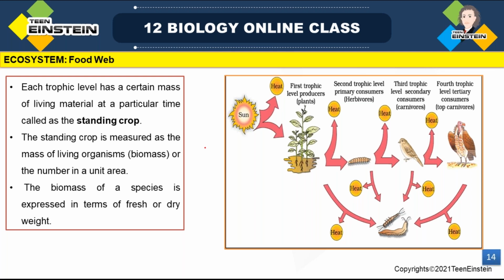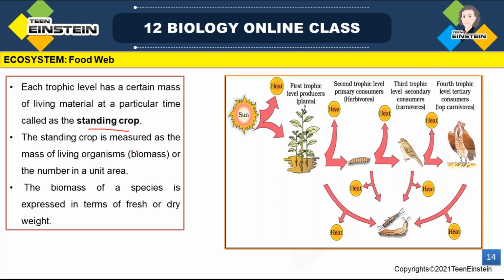Then standing crop. What is standing crop? Standing crop means the amount of living material which is present in different trophic levels at a given time. This is expressed in the numbers or the biomass of organisms per unit area.